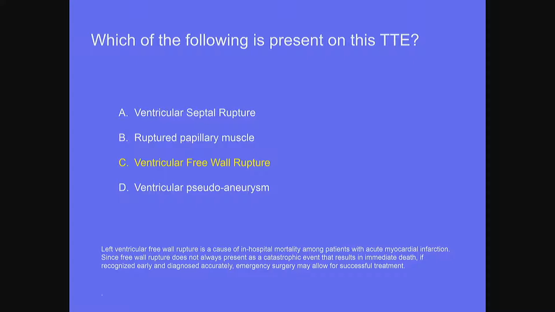Left ventricular free wall rupture is a cause of in-hospital mortality among patients with acute myocardial infarction. Since free wall rupture does not always present as a catastrophic event that results in immediate death, if recognized early and diagnosed accurately, emergency surgery may allow for successful treatment. So the clue with this patient was the presence of hematoma in the pericardial space, and you can actually see the free wall rupture in the apical long and parasternal short axis views.